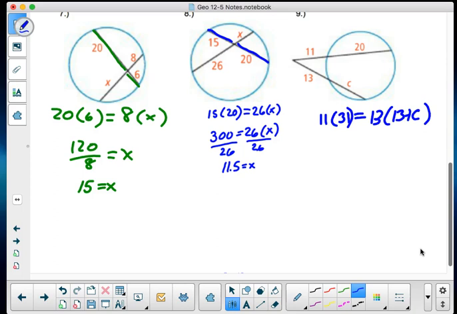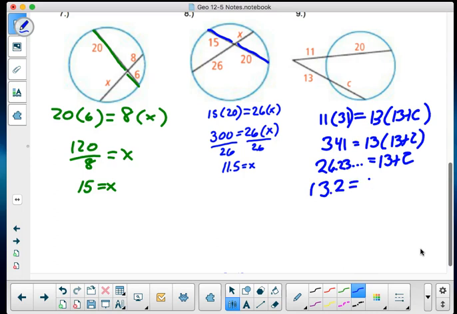Well, I'm going to take that 11 times 31 and then divide by 13. Well, let's do 11 times 31. That's 341. I got 13 plus c. I'm going to divide 341 by 13. And I got 26.23. I got a bunch of stuff in my calculator right now. Equal 13 plus c. I'm going to subtract 13 from 26 and get my value of 13.2, because I'm supposed to round to the tenth, for my value of c.